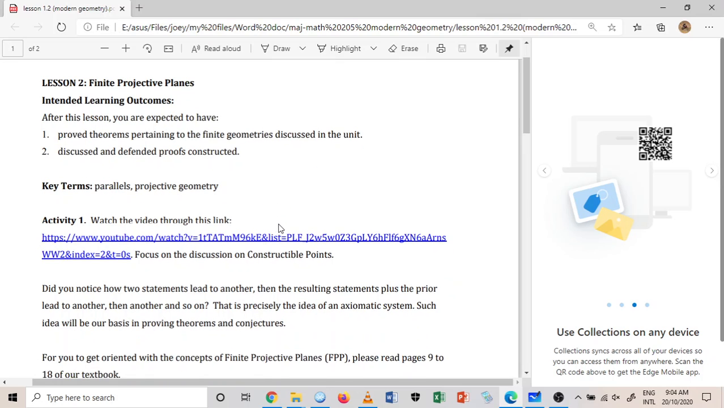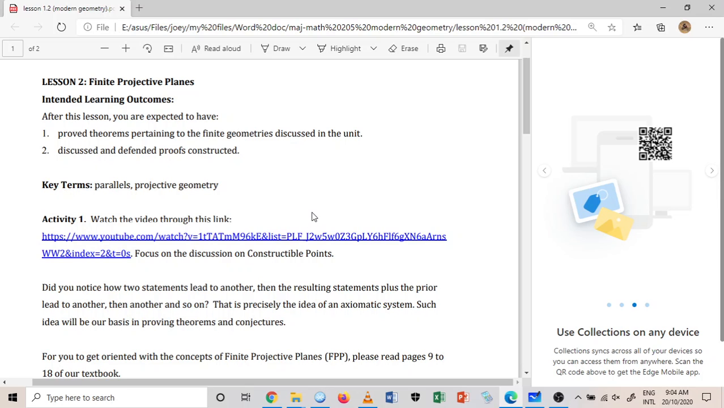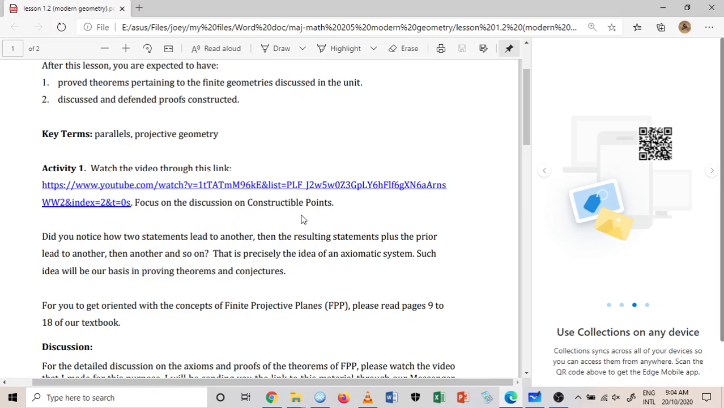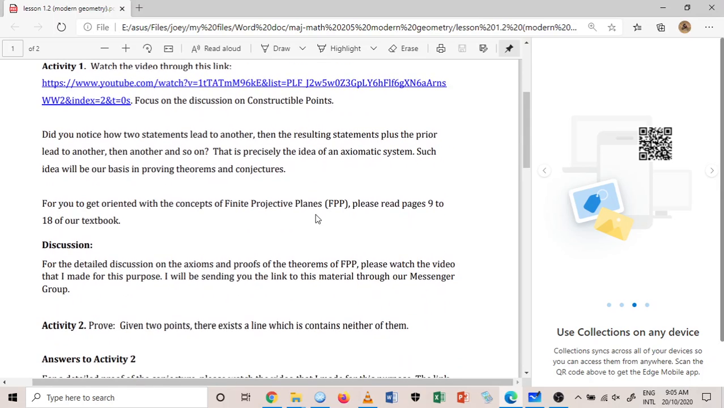In activity 1, you were asked to view or watch a video focusing on the constructible points. My point there is that you would be able to get an idea on what we meant by axiomatic systems. That would be one truth leads to another. Here, we are asked to read pages 9 to 18 of our textbook.